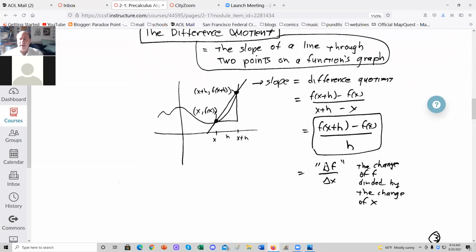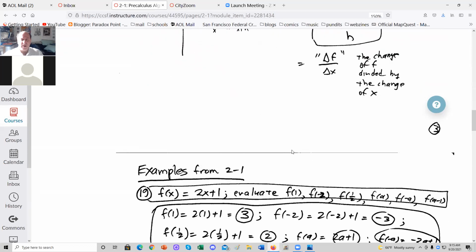This is also denoted delta f over delta x. Delta f is a change in f. Delta x is a change in x. You'll be seeing a lot more of this when you get to the calculus. But I'll say a few things about it here.